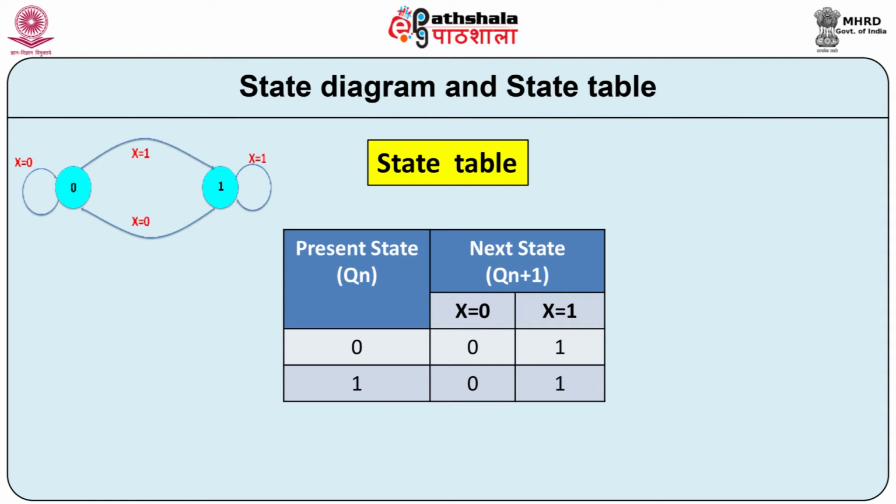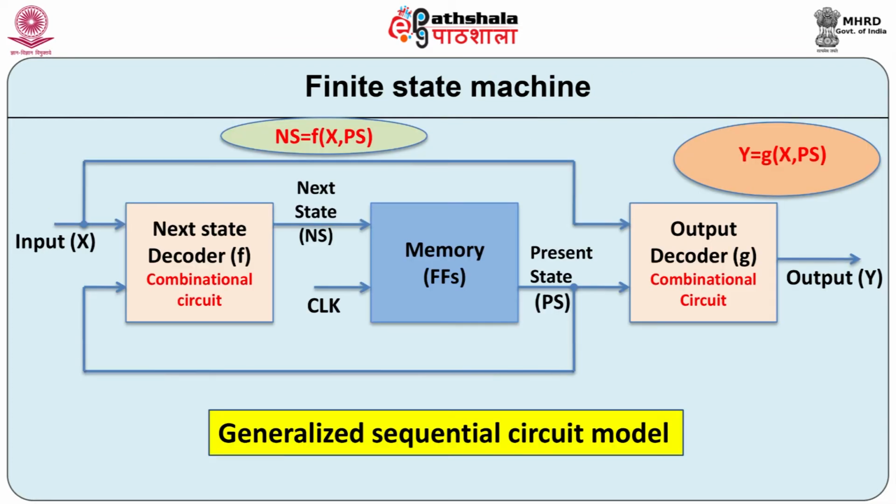State table gives the complete information about present states, next states, inputs and outputs of the sequential circuit. A sequential circuit has number of output states corresponding to different input and output combinations. Say for example, a decade counter produces 10 different states. Such a circuit is called as finite state machine.